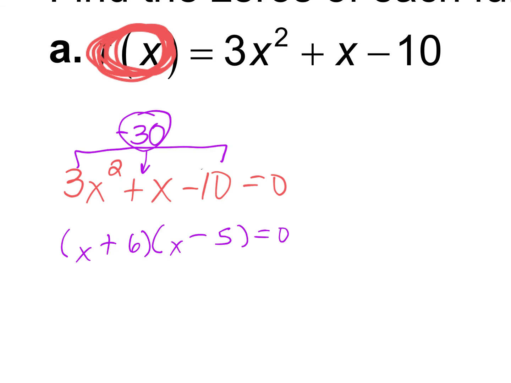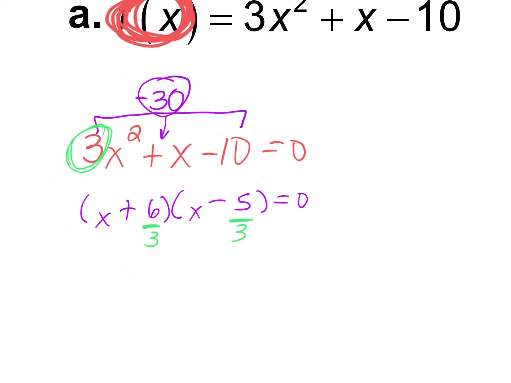If I were to multiply those two binomials together, x times x would give me x squared. I don't want x squared, I want 3x squared. So when the A term is not 1, in this case it's 3, put the A term underneath both factors that you found, and simplify. What's 6 divided by 3? 2. Okay. So this is x plus 2. Does 5 divide by 3 real pretty? No. So then this becomes the coefficient: 3x minus 5. That'll work every time.